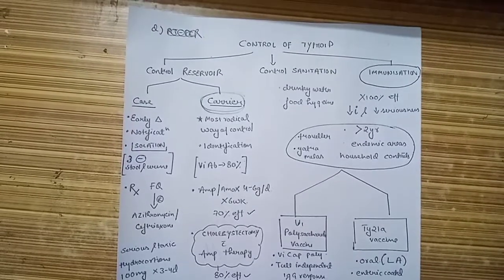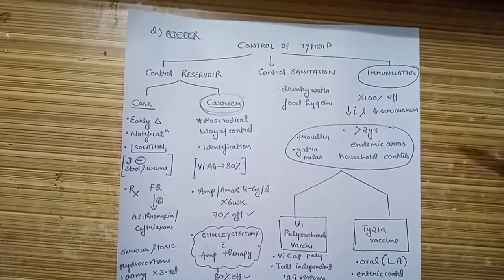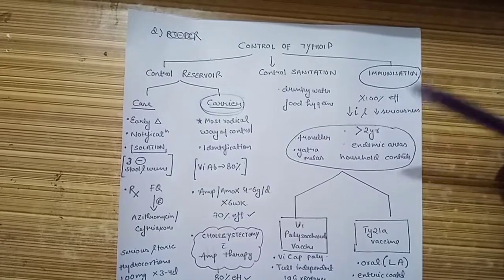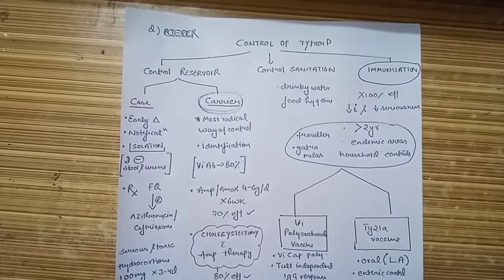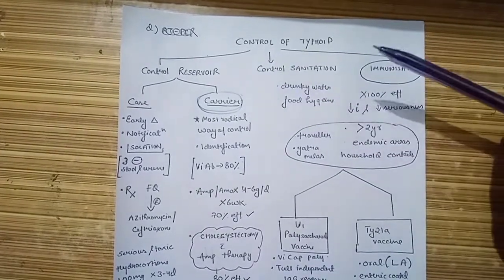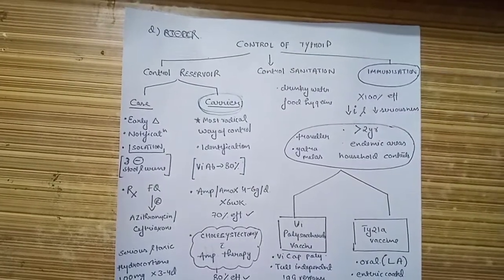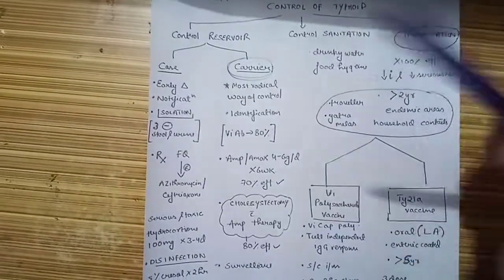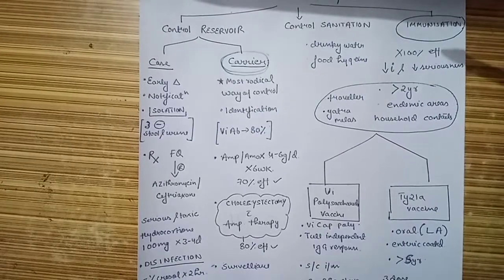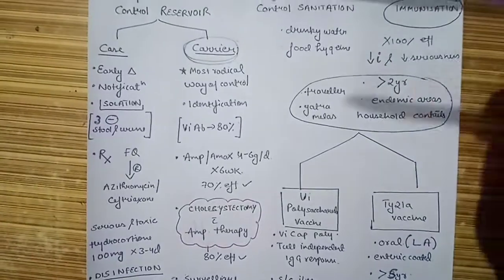Hello everyone. So today we are going to talk about control of typhoid disease. We have three parameters: control of reservoir, control of sanitation level, and immunization. So let's proceed with control of reservoir, starting with the control of a case.